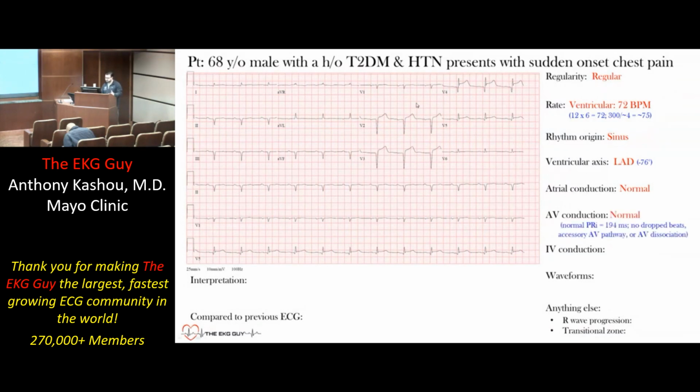The PR interval is almost at that upper limit. Remember, in adults, 120 to 200 milliseconds, or 3 to 5 small boxes, is normal. And you can see here that it's just coming within that normal limit, just meeting at 194 milliseconds, so that upper limit, but still within normal limits. No dropped beats, no accessory AV pathway, which we may see in Wolff-Parkinson-White, WPW, or Lown-Ganong-Levine, LGL syndrome. And no AV dissociation. All right, how about IV conduction?